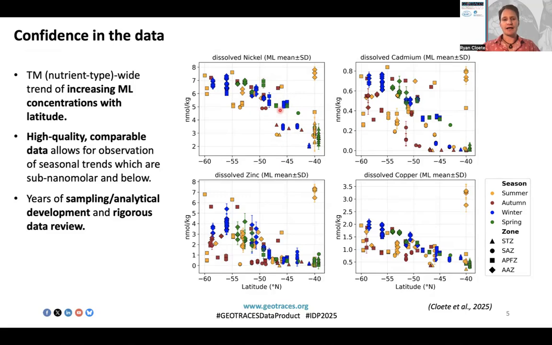But what I really want to highlight here is that because the data in the IDP are of such high quality, they're comparable. This allows for seasonal observations, which are at the sub-nanomolar and even below. And this is thanks to years of sampling and analytical developments, but also rigorous review, which allows us to have this confidence in the trends that we are seeing.